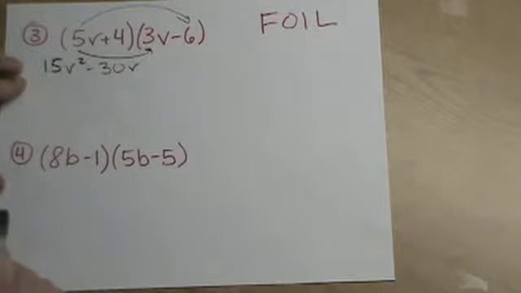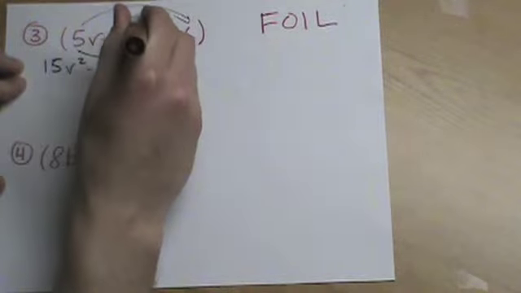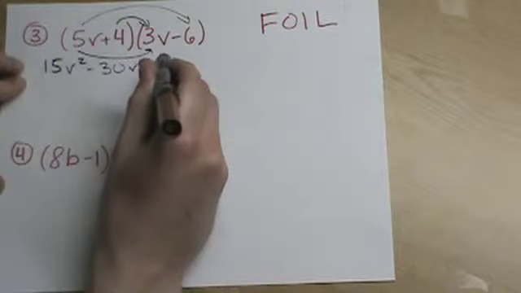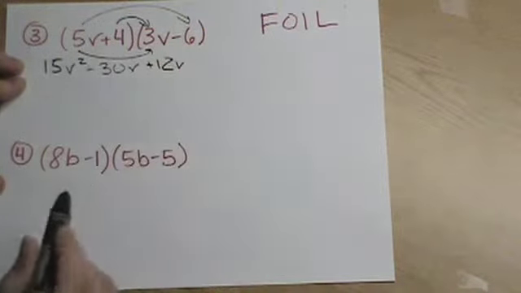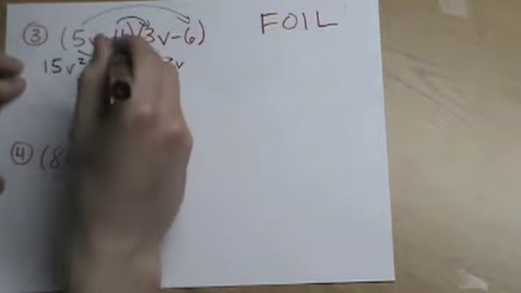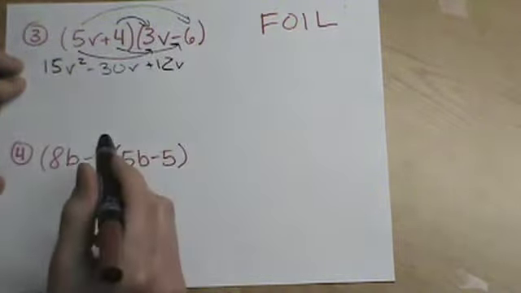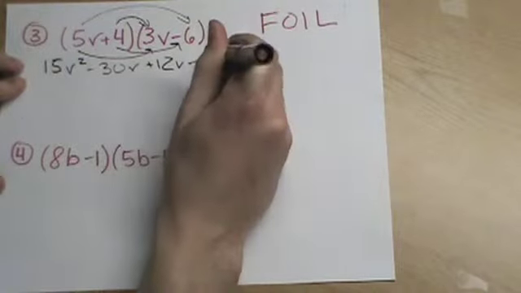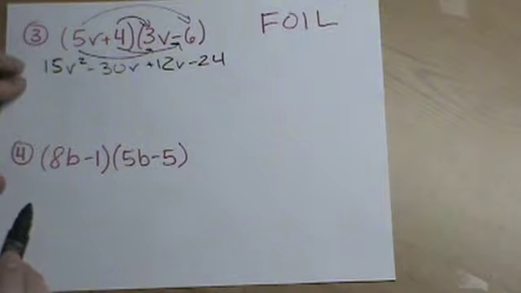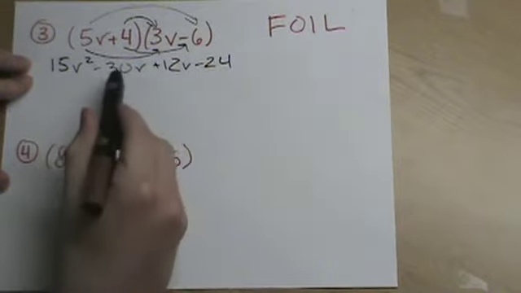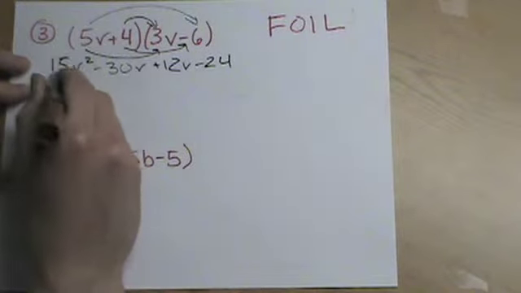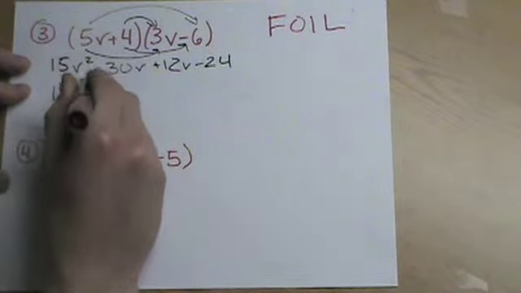Then we do the insides, so 4 times 3v. 4 times 3 is 12, and then I tack on my v. And lastly, we do the last, so 4 times negative 6. That is equal to negative 24. Now, add your same terms. So we have negative 30v and a plus 12v. So we don't have anything to do with the 15v squared.